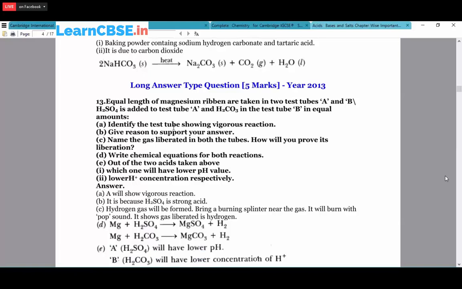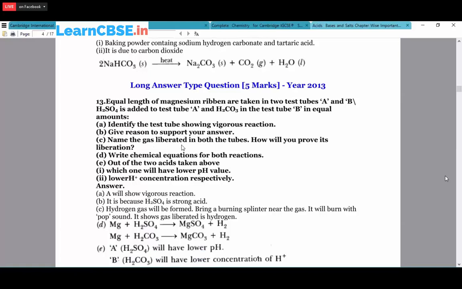First, identify the test tube showing the vigorous reaction. Definitely the strong acid will give the vigorous reaction because it can give more H plus ions. So A will show the vigorous reaction. Give reason to support your answer. It is because it is a strong acid. Name the gas liberated in both of the tubes. How will you prove its liberation?